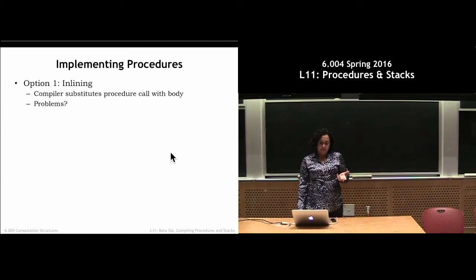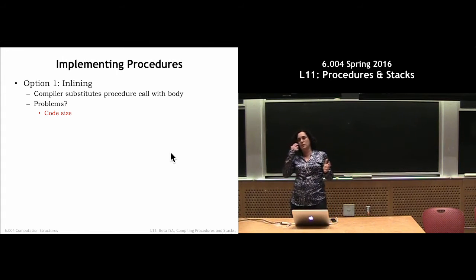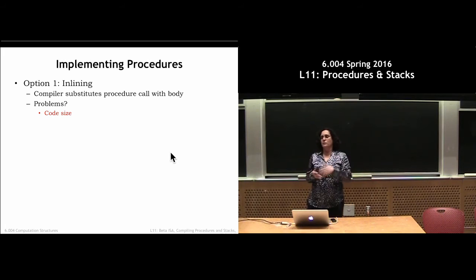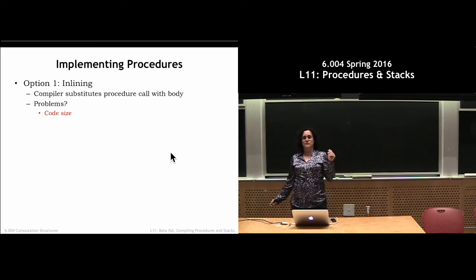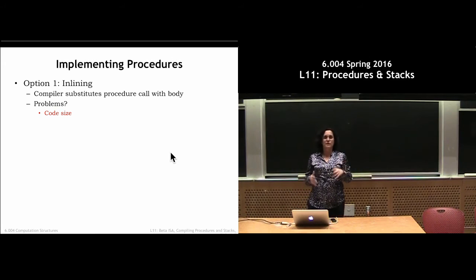So there are some problems with this. Can anyone think of an obvious problem with using inlining? Yeah, what's that? It'll get really big, exactly. So code size is a huge problem, right? If I have 100 calls to this GCD procedure, and every time I'm calling it I have to replicate that entire piece of code, my code is going to get very big very quickly.